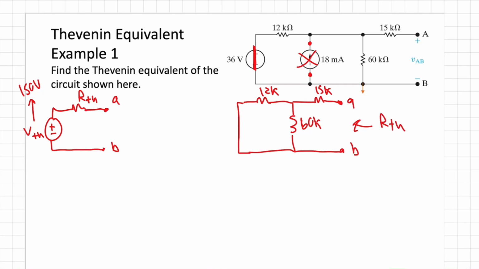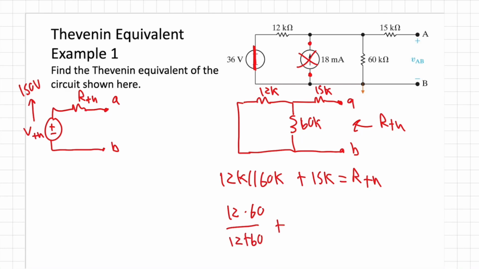So here I'll point it out, we have 12K, and 12K is in parallel with 60K, and those two together are in series with 15K. So we have 12K parallel with 60K, plus 15K equals RThev. So this is 12 times 60 over 12 plus 60 plus 15K, and this works out to be 25K. So our RThev there is 25K, and we've completed our Thevenin equivalent circuit. Awesome.